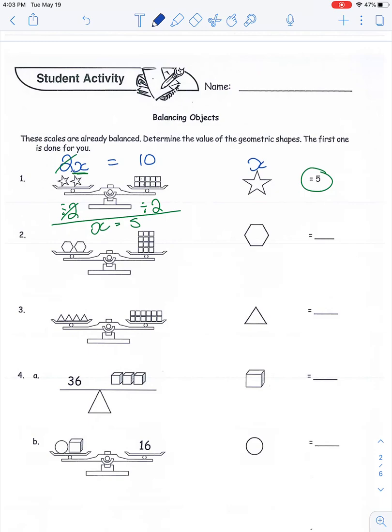Alrighty, next one, we're gonna write the equation first. So here we have, again, 2 x's equals 12. How do we get the x by itself? Same deal, we need to divide by 2. What we do to one side, we need to do to the other. So now these are gone, and we are left with x equals 6. There you go.